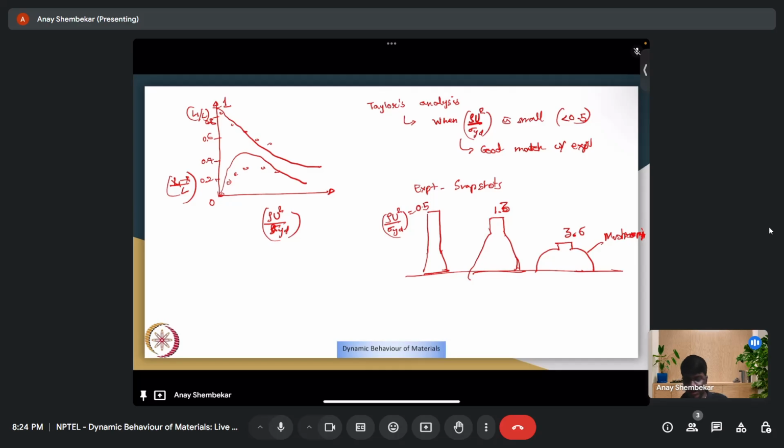Sometimes you can even have a concave shape if the impact velocity is very high. Instead of this convex shape, you could have something like this. This is how, on impact, some material flows outside.